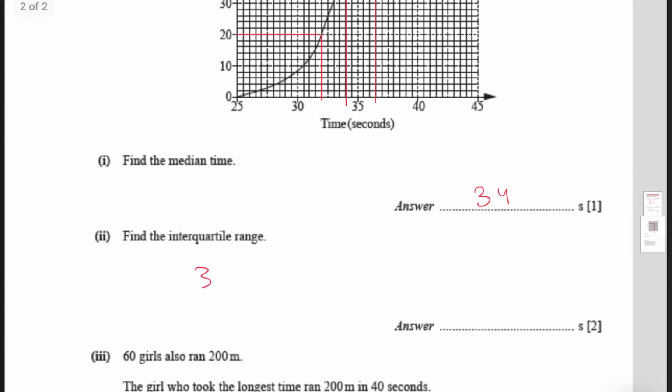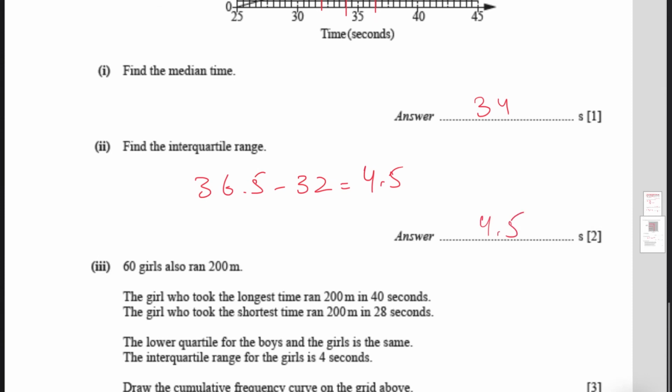Okay, so you have 36.5, and you subtract, what do you subtract from it? We got 32. Okay, so 36.5 minus 32 gives us the interquartile range, which is 4.5. So you write it over here.